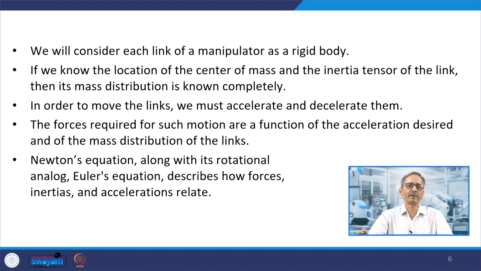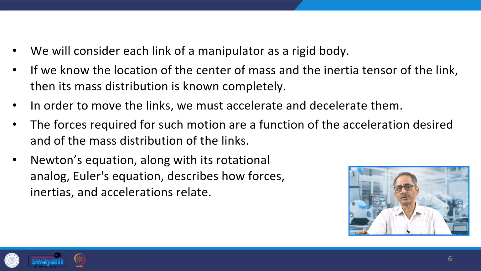Okay. So, when it is going to start from 0 velocity, we are going to have acceleration, and when, say, the end effector is going to reach the destination, we are going to have the deceleration, because we want to stop. Alright. So, the forces required for such motion are a function of the acceleration desired and the mass distribution of the link. Okay. So, the Newton equation along with its rotational analog, which is the Euler equation, describe how forces, inertia and acceleration relate. That is why this method is called the Newton-Euler method.